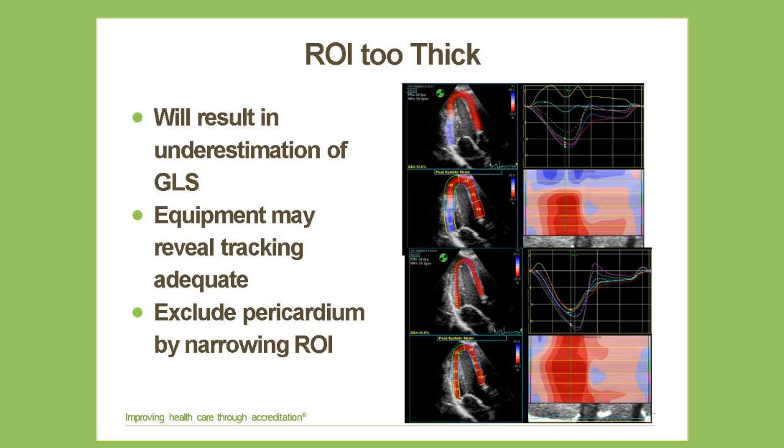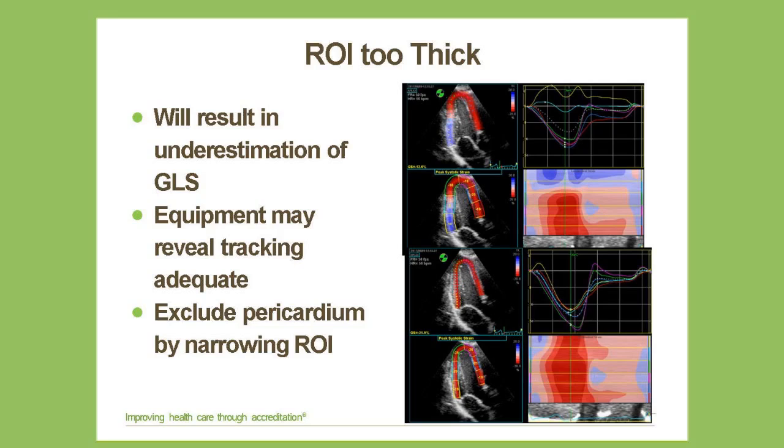So here's an example that we just created with this one. You can see how fat or thick the ROI looks on this patient, and this patient's walls are within normal limits. It's not a hypertrophied ventricle or anything. So remember that this will underestimate your global longitudinal results if you're out into the pericardium. And the thing about the equipment, it may track it like this, and it may tell you that the tracking's adequate, and you may get the green lights all the way across and move ahead with this.